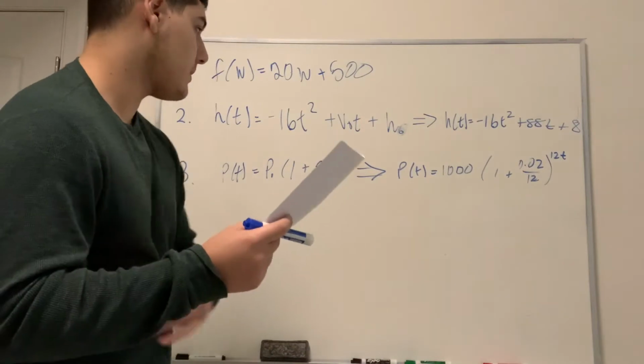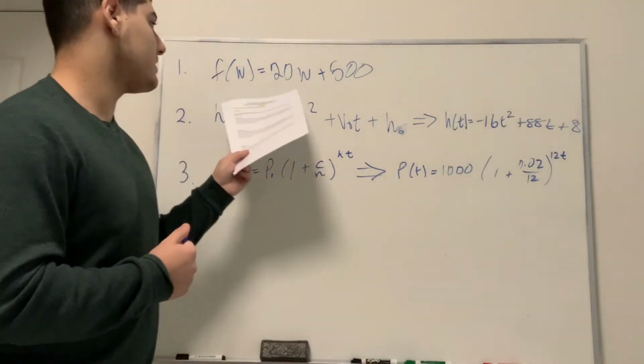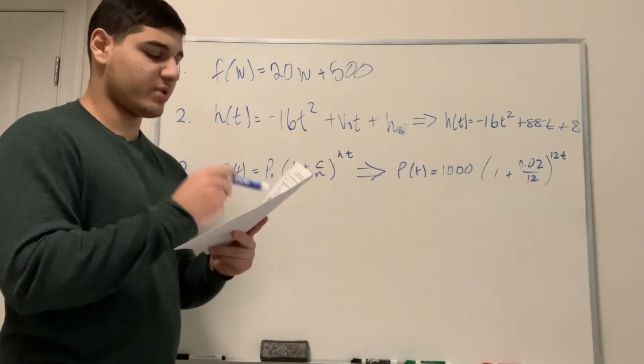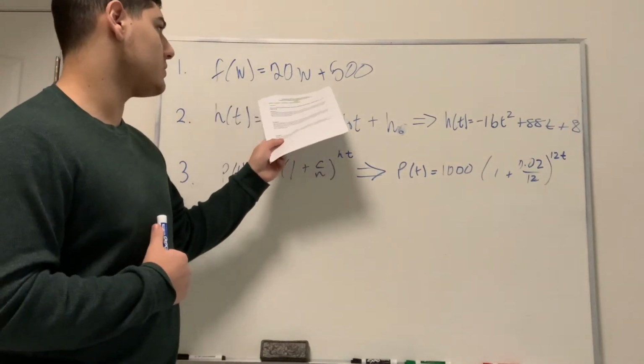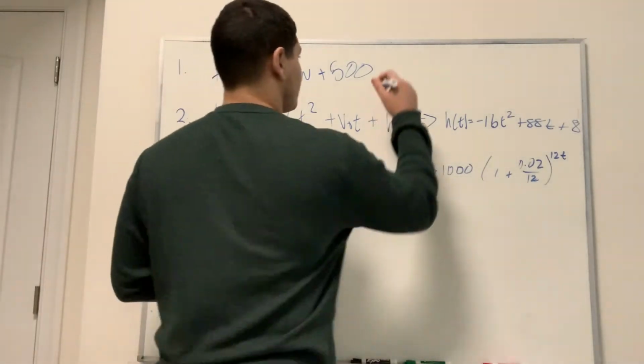Justify your answer mathematically. So it's obviously linear because he's increasing at a constant rate, $20 per week. That doesn't change. And his initial amount at week 0 is 500. So this would be modeled by a linear function.